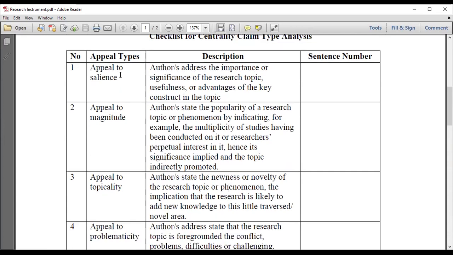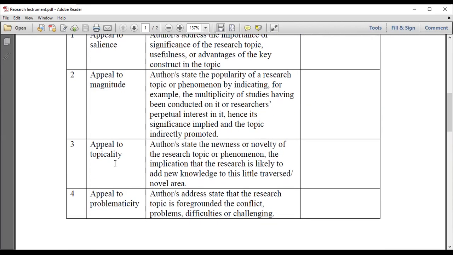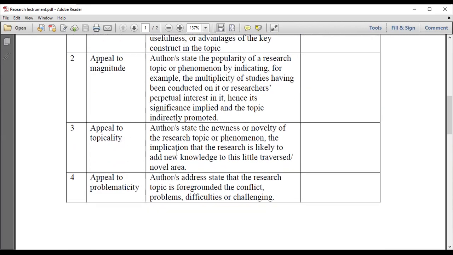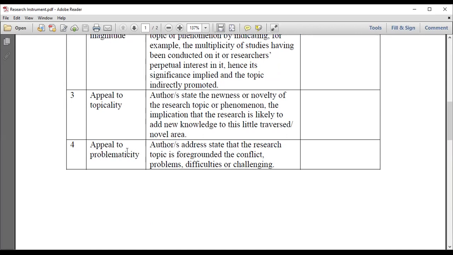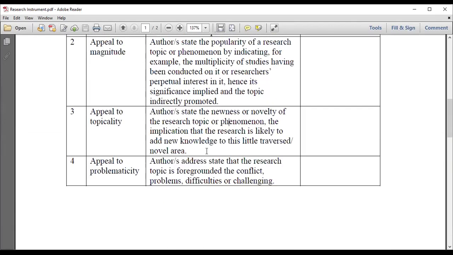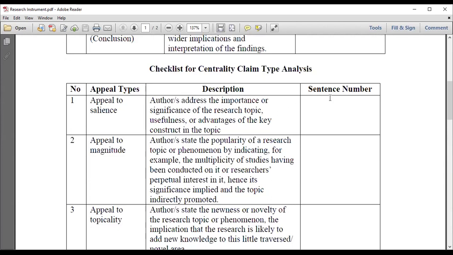So again, number one is the statement about the importance of the topic. Number two, the statement about the popularity of the topic. Number three is about the newness of the topic. Number four is about the problem found in reality that triggers or underlies the research. If you cannot find one, just leave it blank. No problem. Okay.